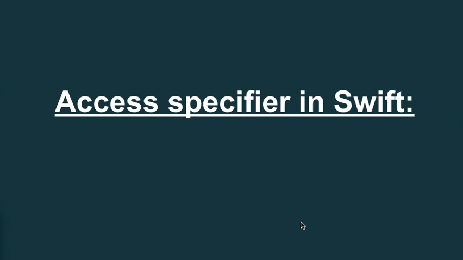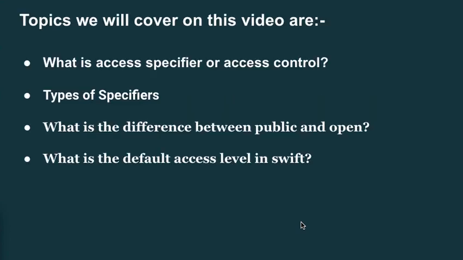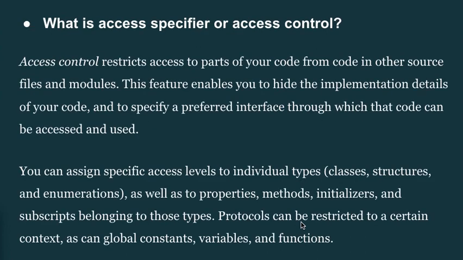So in this video, the topics we will cover are: what is access specifier or access control, types of specifiers, what is the difference between public and open, and what is the default access label in Swift. So, what is access specifier or access control?